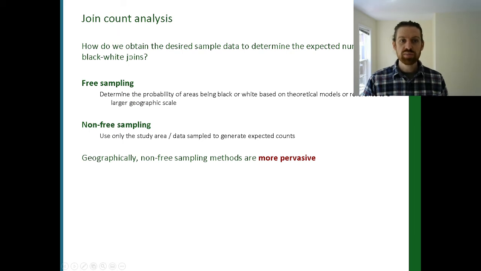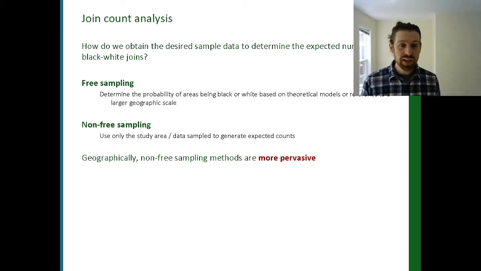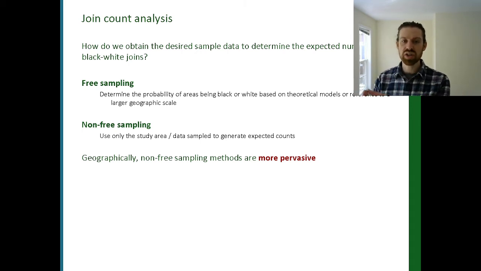We can do this in multiple different ways. So how do we actually obtain that sample data? Okay, are we going to go out and just do free sampling? Are we going to randomly sample different areas and see what we end up with? Or are we going to use some sort of non-free sample? Okay, so we're going to confine this to a study area like Fairfax City or Richmond City or Alexandria or whatever.